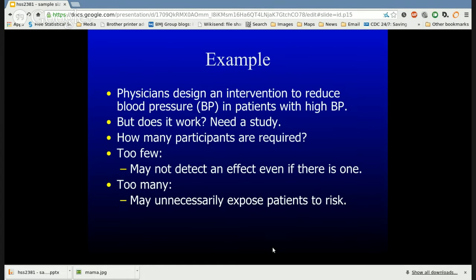So if there are too few people in our study, we're not going to detect an effect, even if there is one. Which type of error is that? That's where a guilty man goes free. That's a type 2 error. If there are too many, then you're going to expose people to risk unnecessarily, and you're going to waste money. As I mentioned, there's a diminishing return on investment after a certain number. So why recruit 10,000 patients when you only need 100 to answer the question? Okay, moving on.